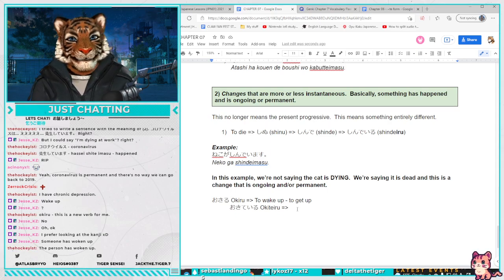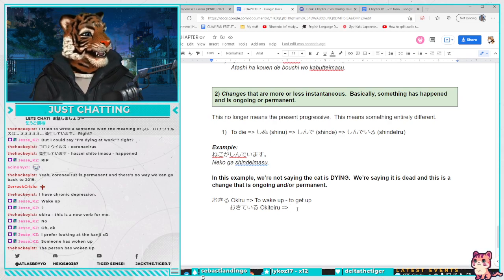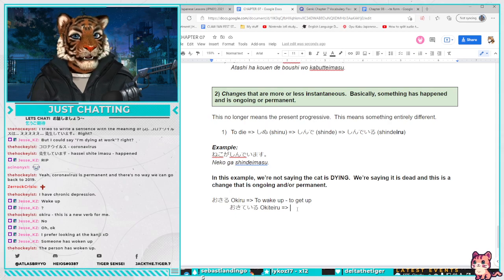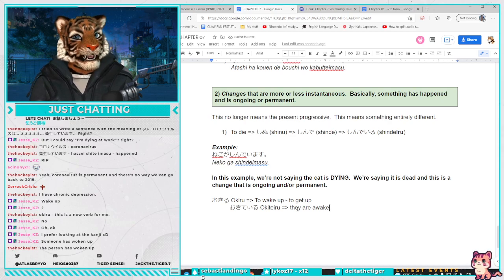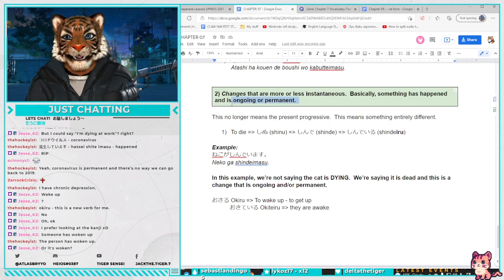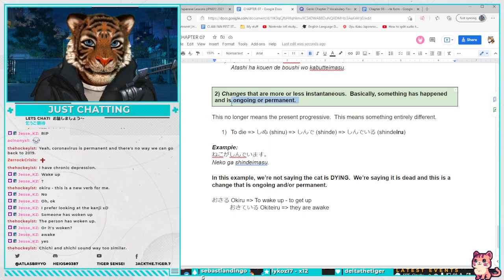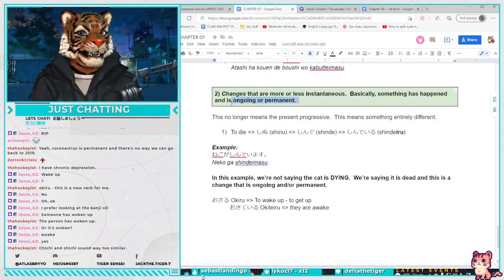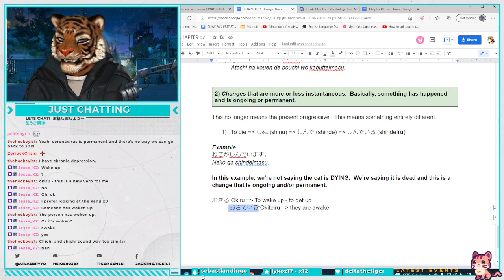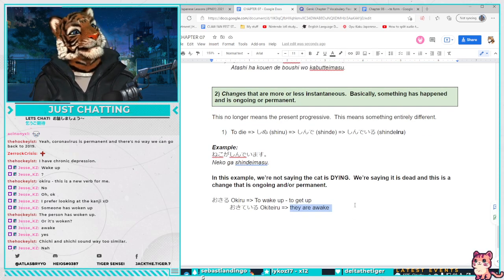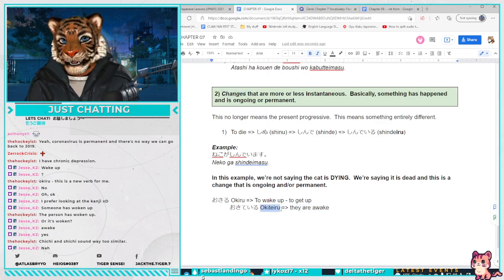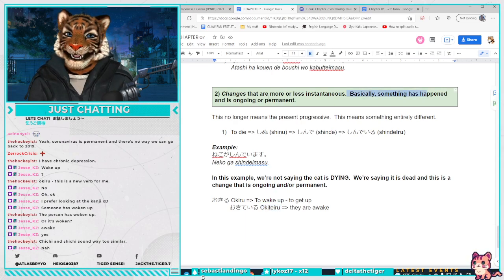That would be okimashita. The person has woken up. You could say, Chichi wa shichiji ni okimashita. My father woke up at 7. But if I said, Chichi wa okitemasu, this doesn't mean that they're waking up. It means they're awake. They woke up and they're still in the state of being awake. So in this case, using teiru changes it to they are awake. And this is what I mean, these are changes, like this wake up change shows that they are now something else.